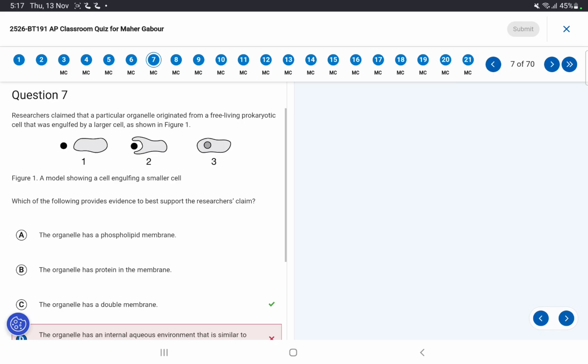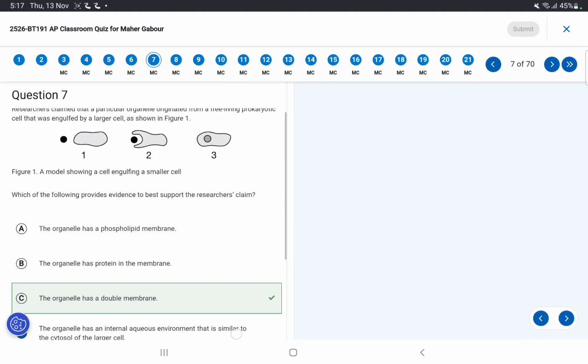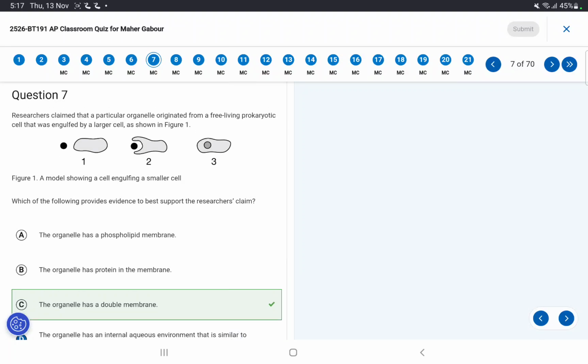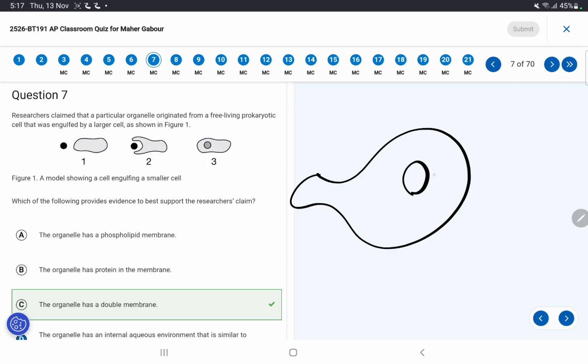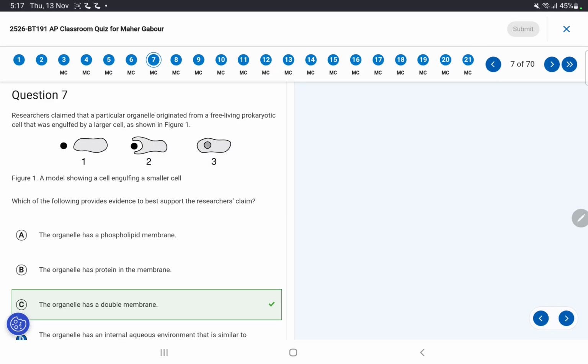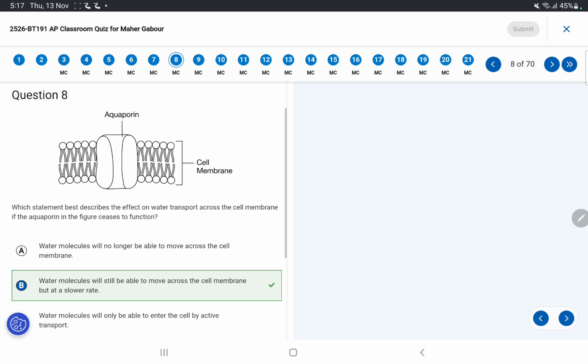Here they're asking us about the endosymbiotic theory. It's because the organelle has a double membrane. That's why they say it's engulfed. Because if I had this and then this big thing, and this decided, okay, I'm going to eat this, then it will have two membranes, one membrane here, and then the second membrane is that one. So two membranes means endosymbiotic event. Endosymbiotic theory is backed up. That's what backs it up.